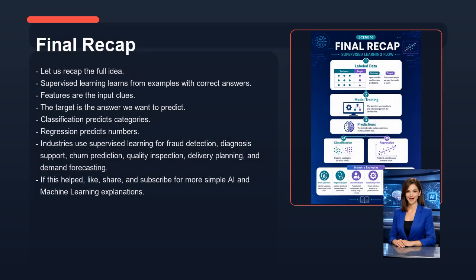Now let's look at the final recap. Let us recap the full idea. Supervised learning learns from examples with correct answers. Features are the input clues. The target is the answer we want to predict. Classification predicts categories. Regression predicts numbers.